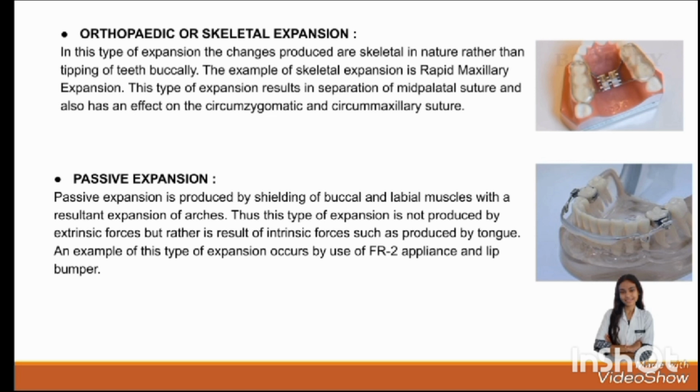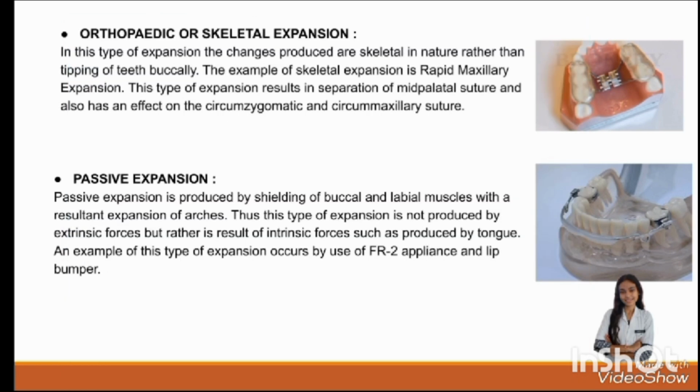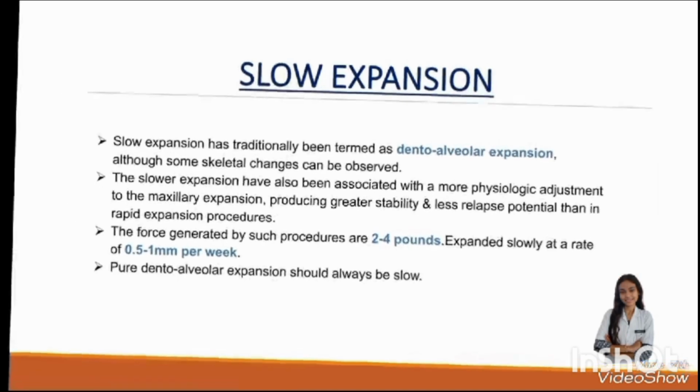Passive expansion. Passive expansion is produced by shielding of the buccal and labial muscles with the resultant expansion of arches. Thus, this type of expansion is not produced by extrinsic forces but rather is the result of intrinsic forces such as those produced by the tongue. An example of this type of expansion occurs with the use of the FR2 appliance and lip bumper.